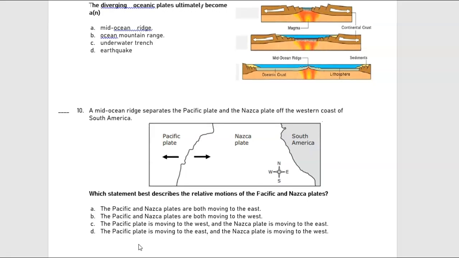Number 10. A mid-ocean ridge separates the Pacific Plate and the Nazca Plate off the western coast of South America. Which statement best describes the relative motions of the Pacific and Nazca Plates? A. The Pacific and Nazca Plates are both moving to the east. B. The Pacific and Nazca Plates are both moving to the west. C. The Pacific Plate is moving to the west, and the Nazca Plate is moving to the east. D. The Pacific Plate is moving to the east, and the Nazca Plate is moving to the west.